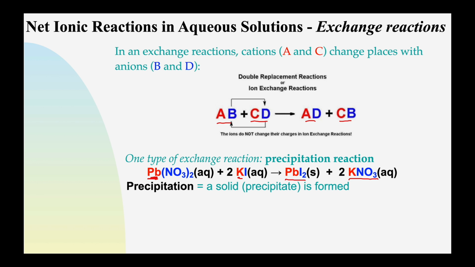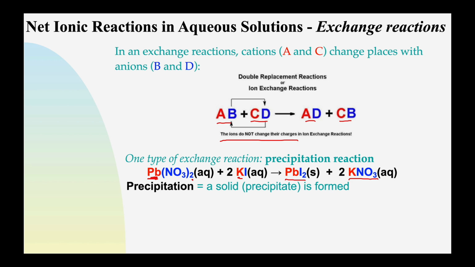All of these exchange reactions, the ions do not change their charges. So what that means is that in the example I just showed you, lead was a positive 2 on the left because nitrate is -1, and there's 2 of them, so that means lead is positive 2.